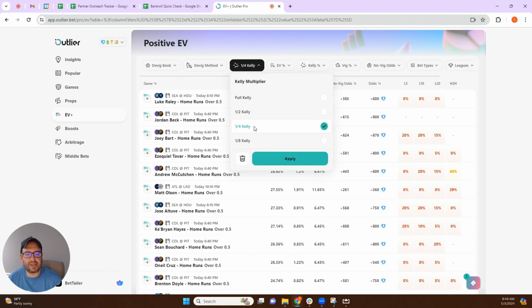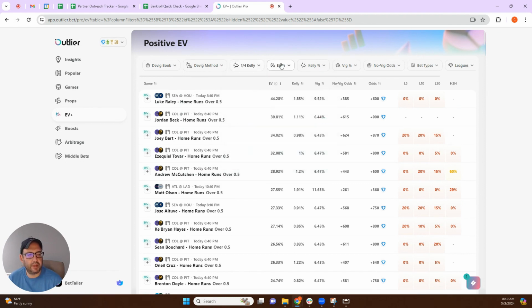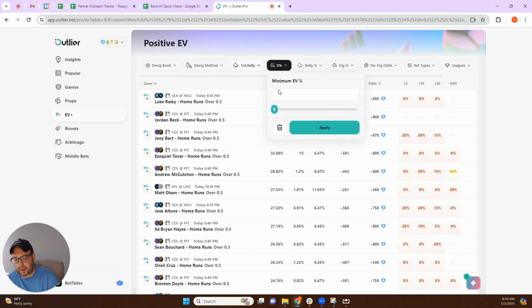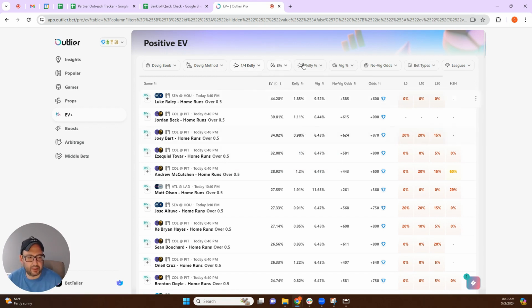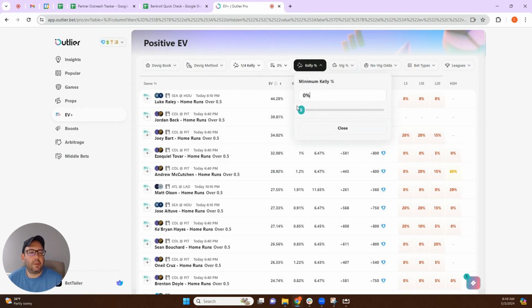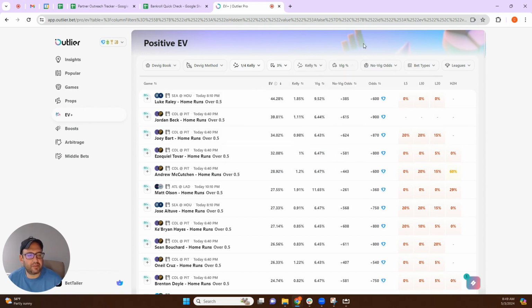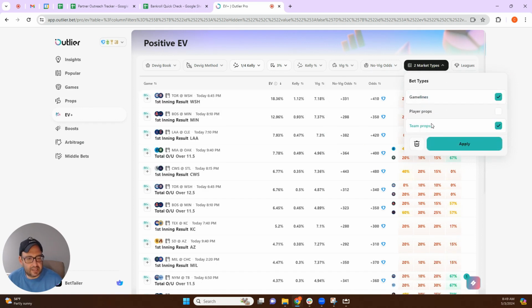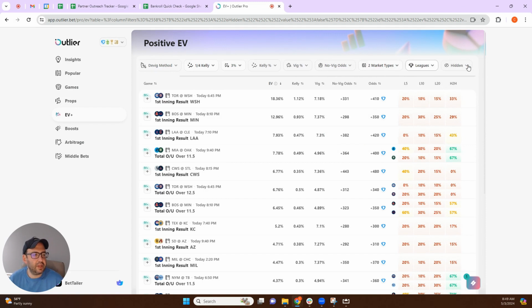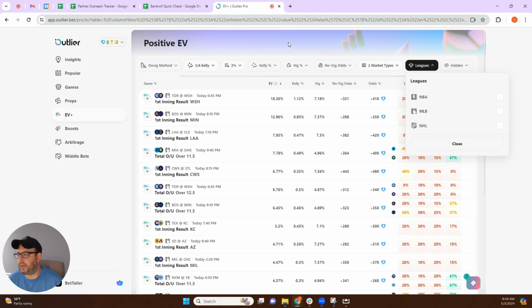Kelly multiplier for games, we're going to keep it at a quarter Kelly. EV, we're looking for 3% or more. I might toggle this down a little bit later. I'm not going to touch the minimum Kelly because what I'm actually going to do is just sort by it. Same thing for VIG and no VIG odds. Bet types, we are going to look at games and team props. And leagues, I've started to test out Bet Online for MLB game and team props on their own.